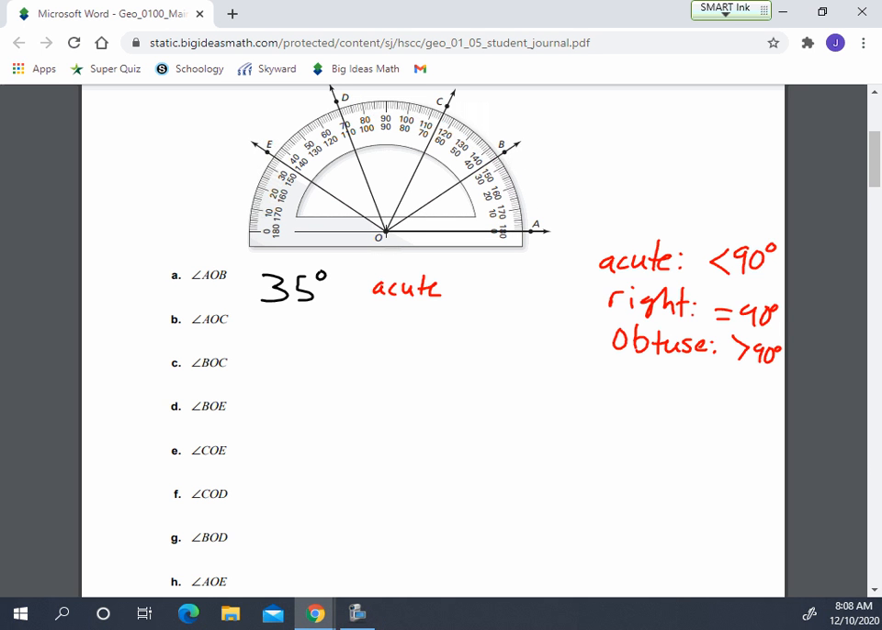Letter B says AOC, so we go from A to O to C. The measure of this angle here, we can go 180 to find that angle. We could say 180 minus 115, and that's going to equal 65 degrees. How did I do that? Well, A is at 180, C is at 115, so I can just subtract those, 65 degrees. Again, that's less than 90, so that's acute.